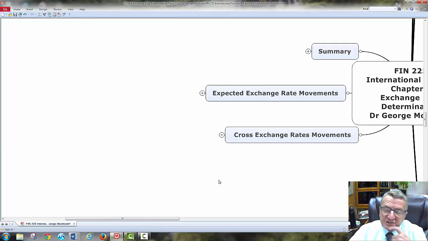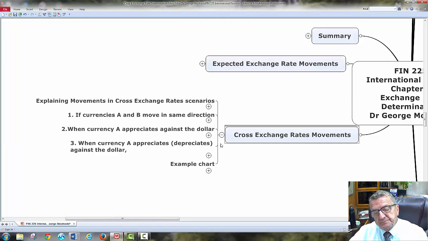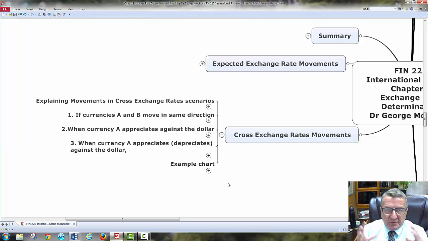Okay, now cross exchange rate movements. What you're going to do in this section when you're reading is work through problems. Remember, you're taking me at a college level, community college. I will give you homework assignments to learn the math part. You have to understand the math part. Use Excel spreadsheets. Do I remember all the formulas? No.